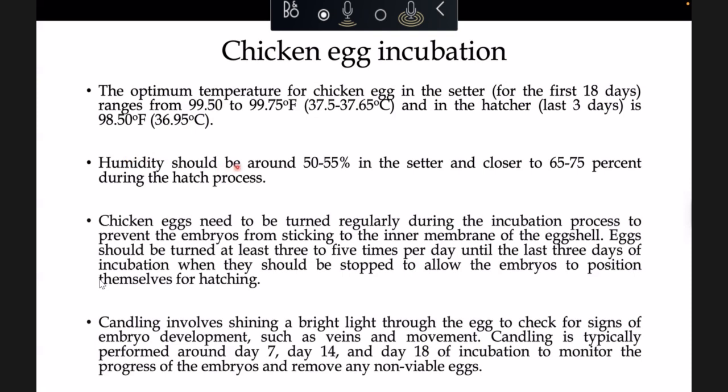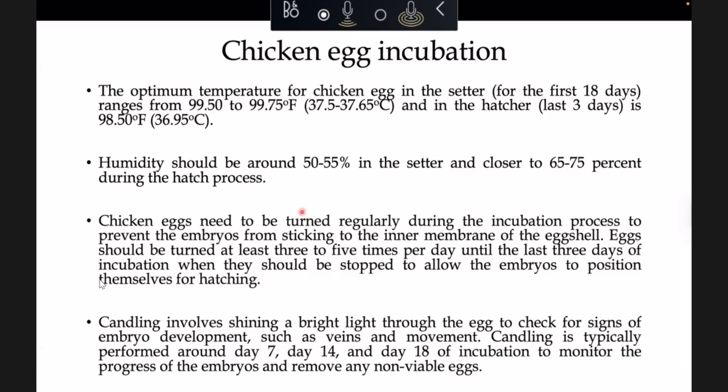The humidity is around 50 to 55% in the setter for the first 18 days, and for the last 3 days in the hatcher it goes up, 65 to 75% to be exact.